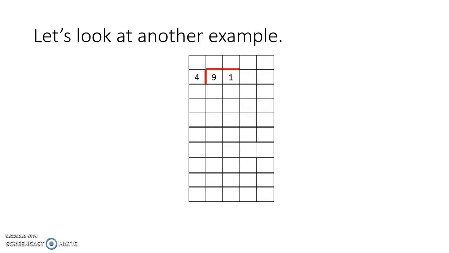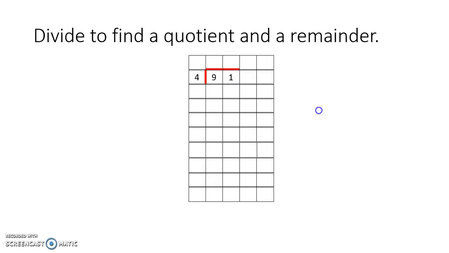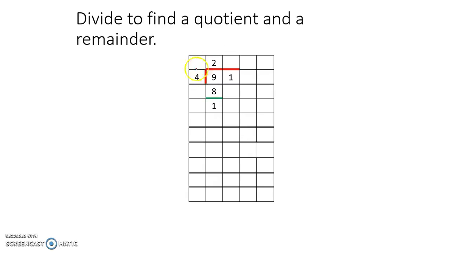Let's look at another example. 91 divided by 4. First I ask myself, how many times does 4 go into 9? The answer is 2. 2 times 4 is 8, and when I subtract 9 minus 8, I get 1. Bring down that next 1.